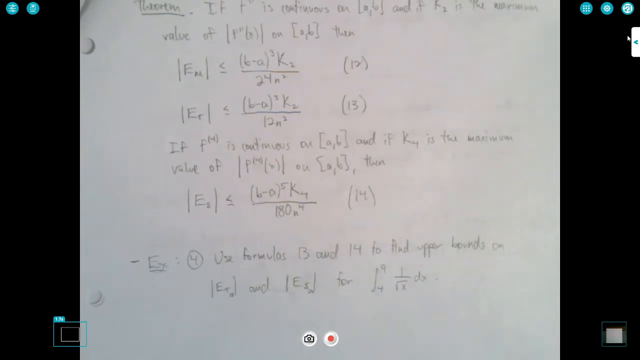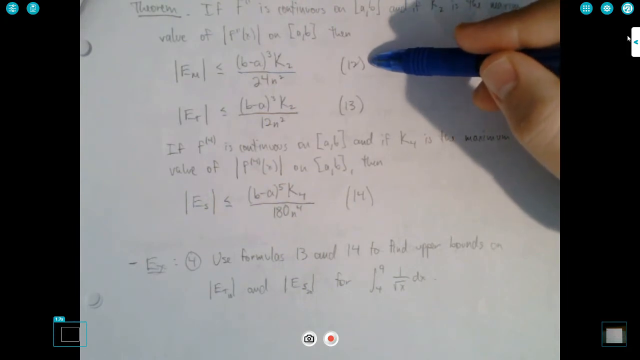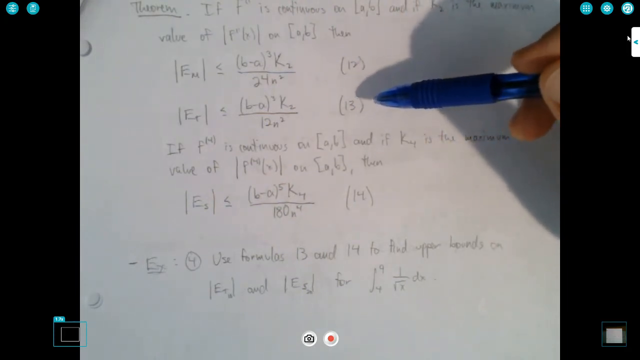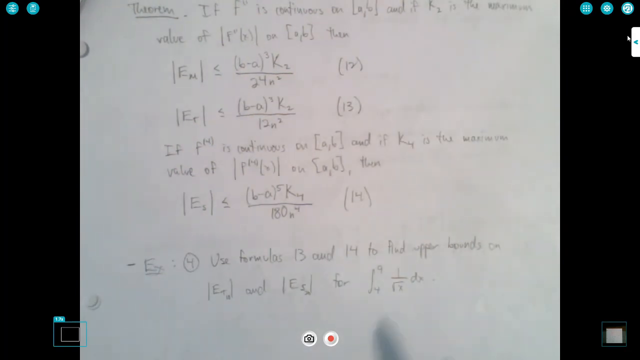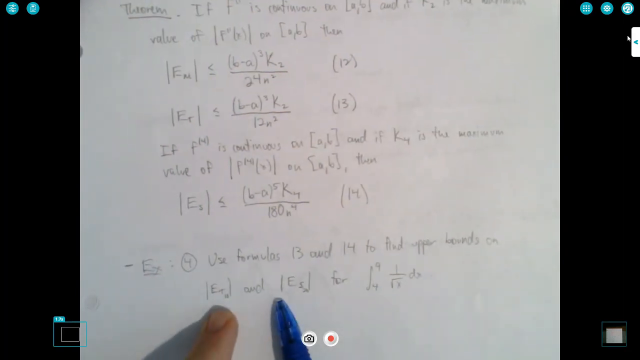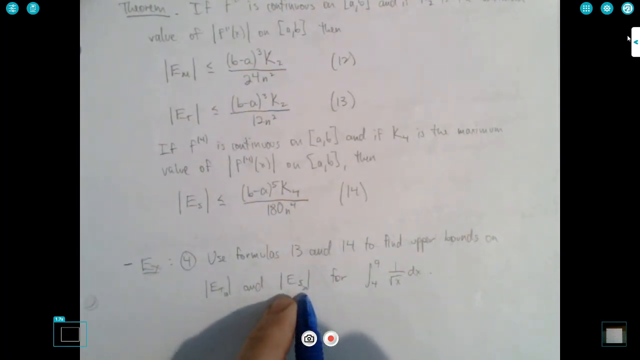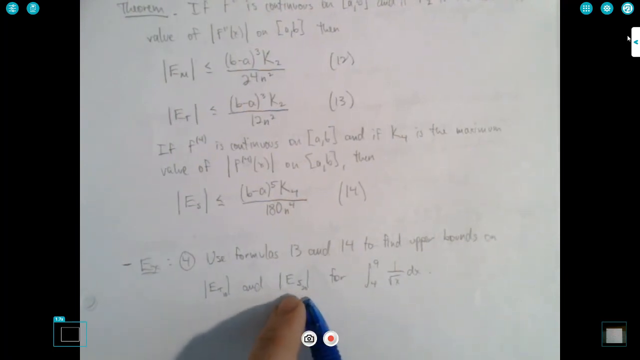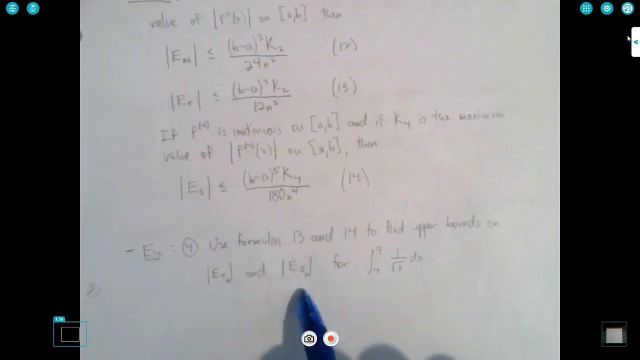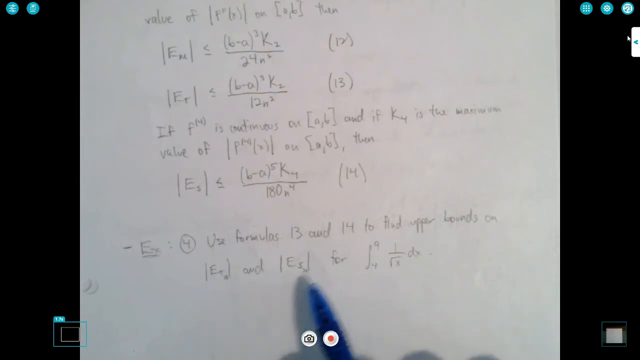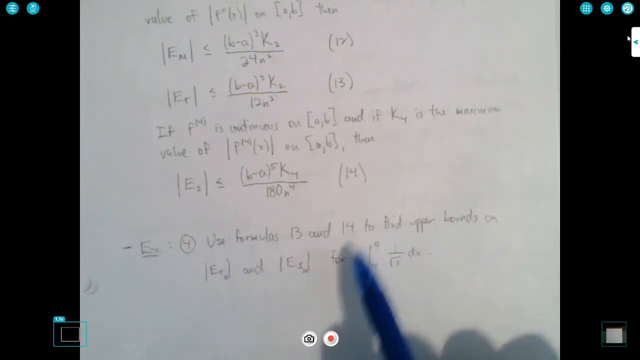So let me show you these formulas in action. Actually, I'm not going to do 12 because it's very similar to 13. But let's do formulas 13 and 14 to find upper bounds on the error for the trapezoidal rule and the error for Simpson's rule if we're using 10 subintervals here. Same 10 subintervals here, but because you're using both endpoints and midpoints, we call it S20, right? But same number of subintervals. Anyway, so let's find the upper bounds on the errors if we're using these to approximate this integral.